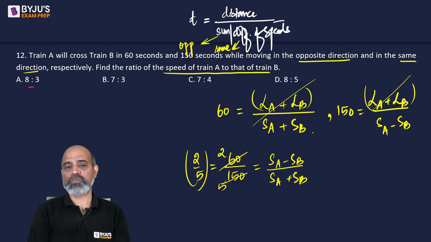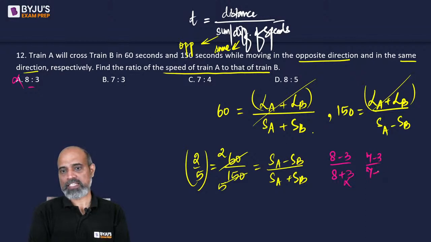If I use the first option 8 and 3, will I get 8 minus 3 by 8 plus 3 like this? Nope. 7 and 3, 7 minus 3 by 7 plus 3, 4 by 10, which is 2 by 5.